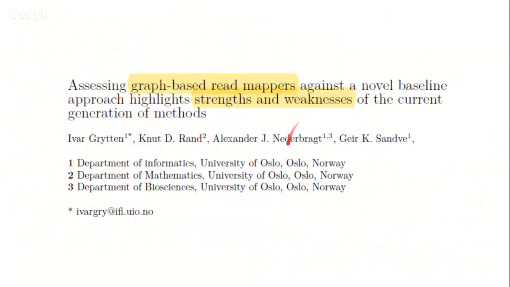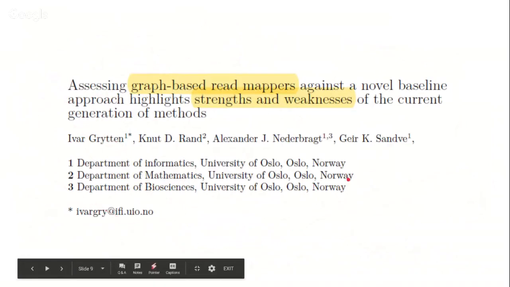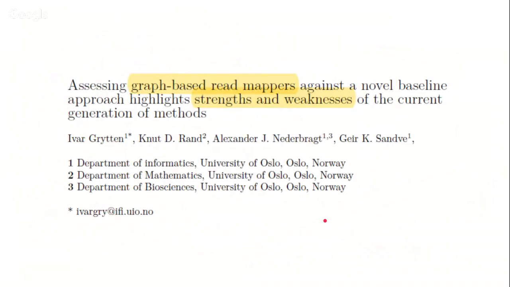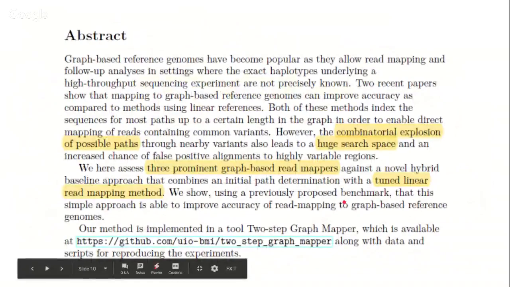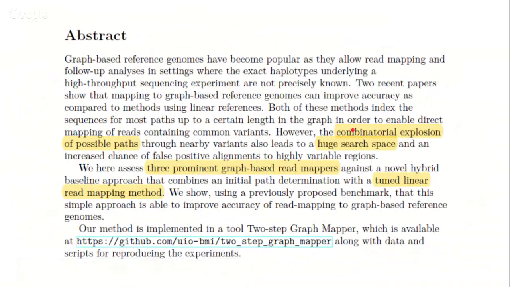Now I'm going to show you the results of a more recent evaluation done by a group in Oslo, in Norway. They convey that the more information you add to these graphs, they can explode combinatorially, but that there are ways around this. Then they do an assessment of 3 prominent graph-based read mappers, and they compare them with the linear read mapping approaches.